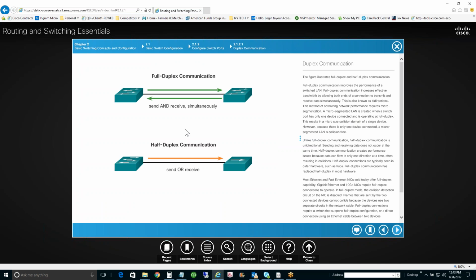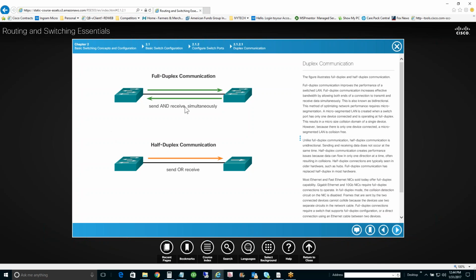So we get into configuring basic switch configuration, and you have a concept called duplex communication. Basically the traffic on any Ethernet connection can flow full duplex or half duplex. Full duplex means that data is moving both ways simultaneously, which is the default on Cisco devices, as well as most PCs, and half duplex is really an obsolete concept.